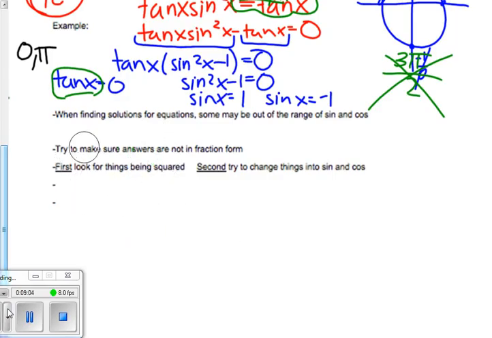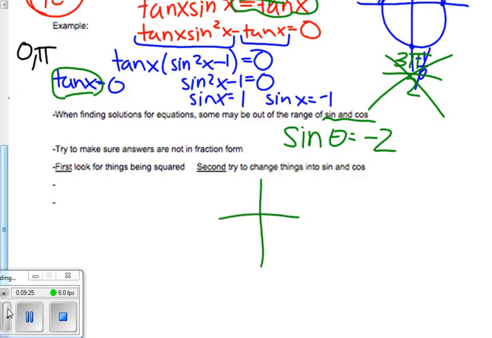The next thing I have. When finding the solutions for equations, some may be out of the range of sine and cosine. In some of the problems we've been working on, you might get sine of theta is equal to negative 2. Do you remember last unit, the range of sine? Does this fit in the range of sine? No. So this wouldn't give us the solution.